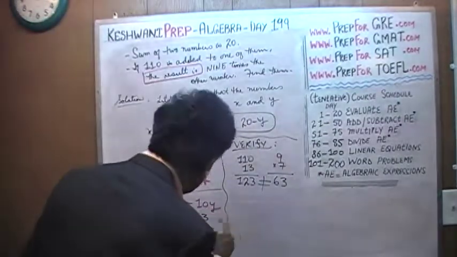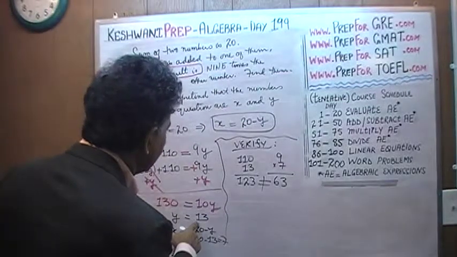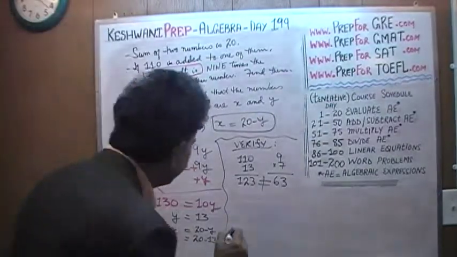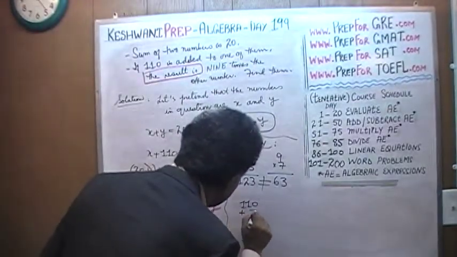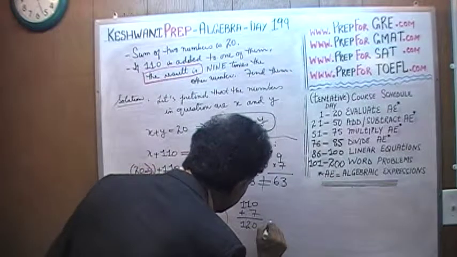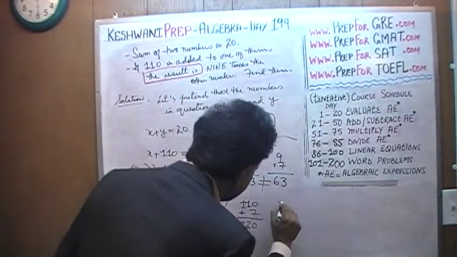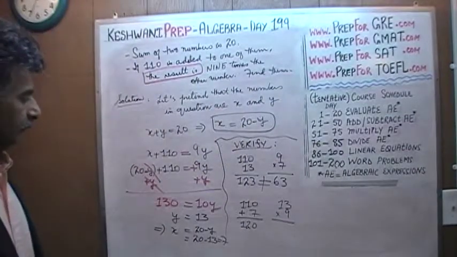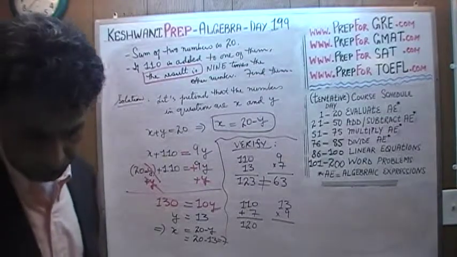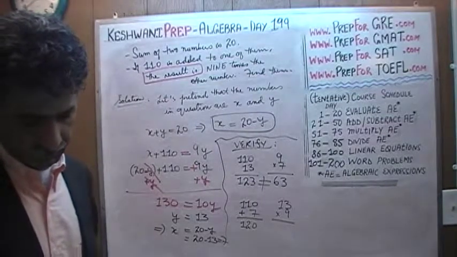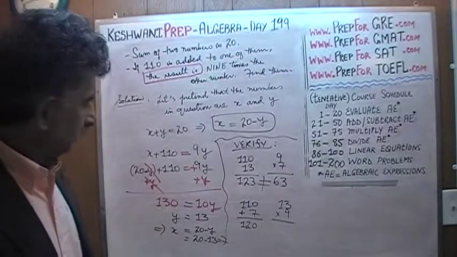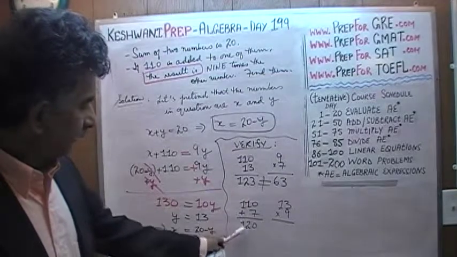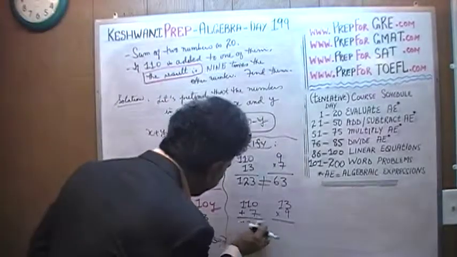So let's add. One number is 13. Let's add 110 to 7. 110 to 7 gives us 120. And does that equal 9 times the other, 13 times 9? Something is going on. What's going on here? 110 added to 7 is not 120. I'm not doing it right. It's 117.